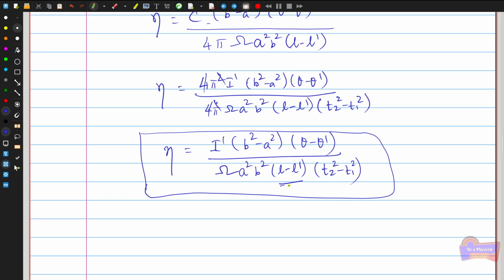Only this L varies. If we are using a liquid, L and L prime are the heights of the liquid which you have filled, and if you are using gases, then the length of the inner cylinder will vary with the two different lengths L and L prime.